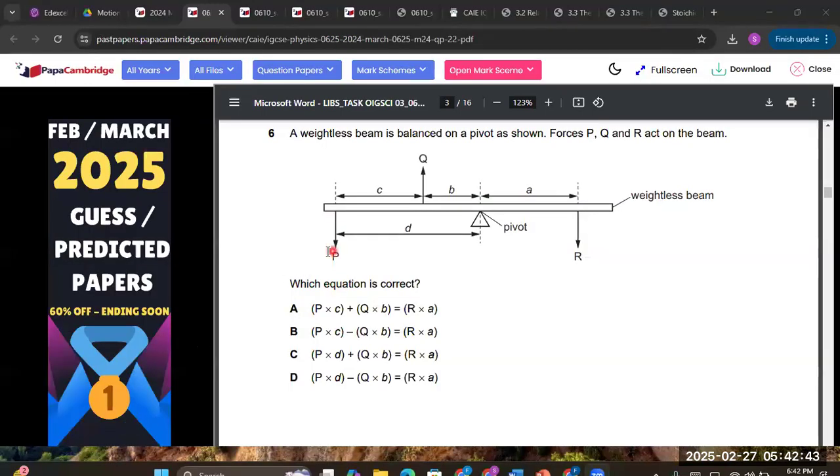Okay, take a look at this. A weightless beam is balanced on a pivot as shown. Forces P, Q, and R act on the beam. Which equation is correct?